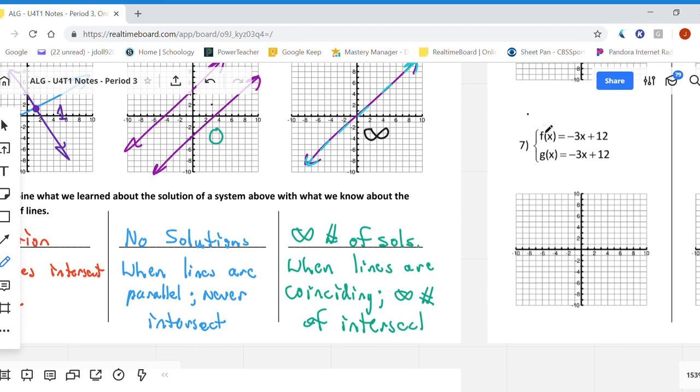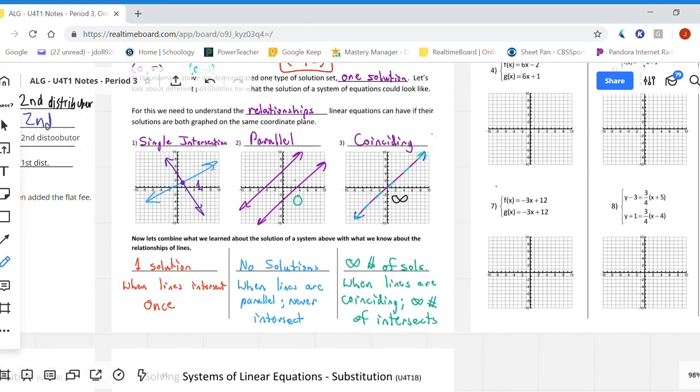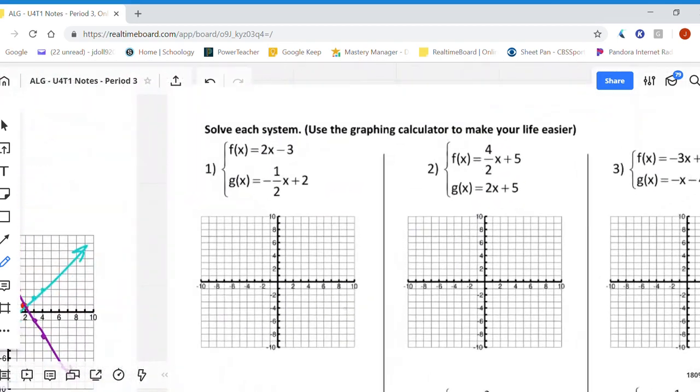All right, so every system that we solve by graphing, and actually you'll see when we start solving using our algebraic methods, every system, the solutions will fall into one of these 3 categories. You will either have one solution, one ordered pair, you'll have no solutions, no ordered pairs, or you'll have an infinite number of solutions, an infinite number of ordered pairs. All right, so let's look at an example here in the notes.